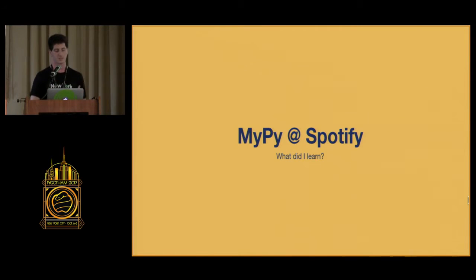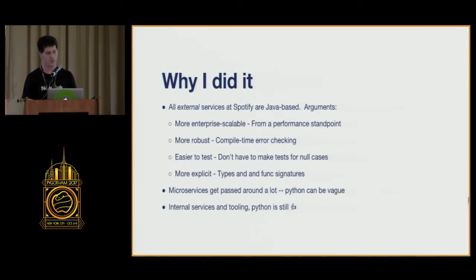So as I said, I work at Spotify, and I spent some time working on implementing this on some Spotify code bases. So why did I actually do this? Spotify externally is pretty much entirely Java-based. All of our external-facing services are written in Java and a microservice framework that we've written in-house called Apollo. And the arguments for this are that Java is more enterprise scalable from a performance standpoint, which unfortunately I can't argue with. In the vast majority of cases, Java is going to be more performant than Python.